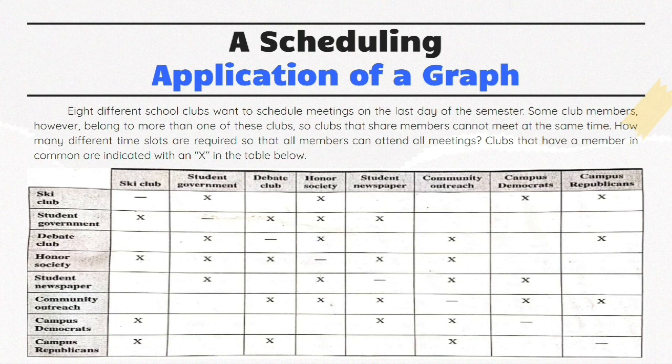Take note, class, that clubs that have a member in common are indicated with an X. So this would be the table. A member is in both the Sky Club and Student Government, so this is best represented by an X. The same with the other X's. So for this example, class, we can represent this given information by a graph.